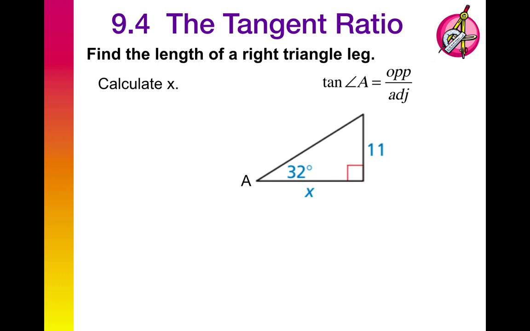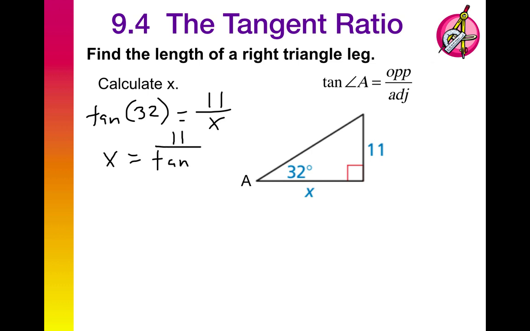Let's calculate this problem here. We have an angle in this triangle of 32 degrees. And we know that the tangent of an angle is equal to the opposite over the adjacent. So let's just write this out. The tangent of 32 degrees is equal to the opposite, which is 11, over x. If I multiply each side by x and divide each side by the tangent of 32, I get x equals 11 over the tangent of 32.